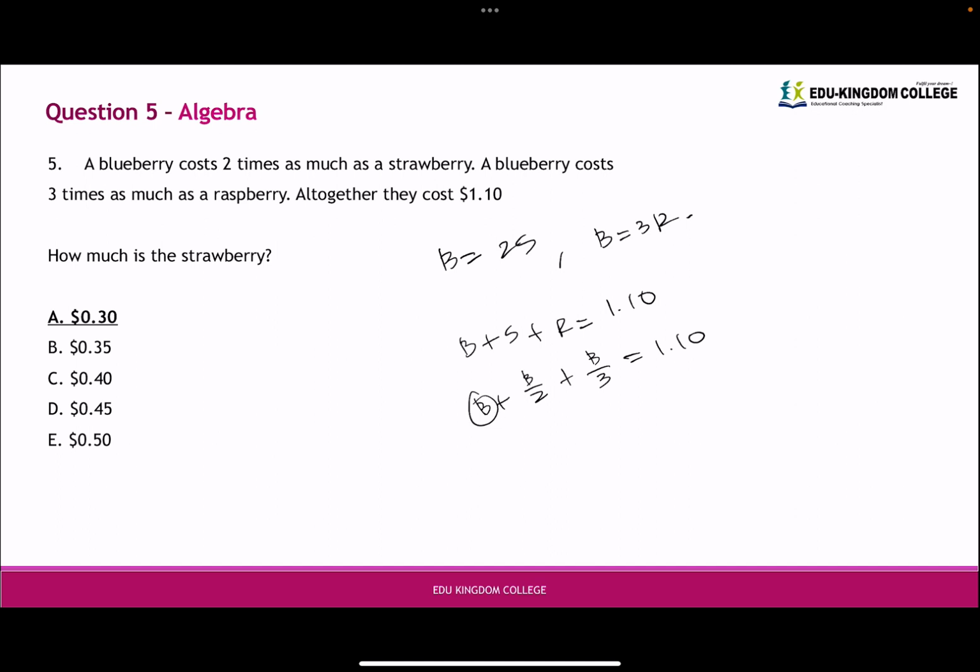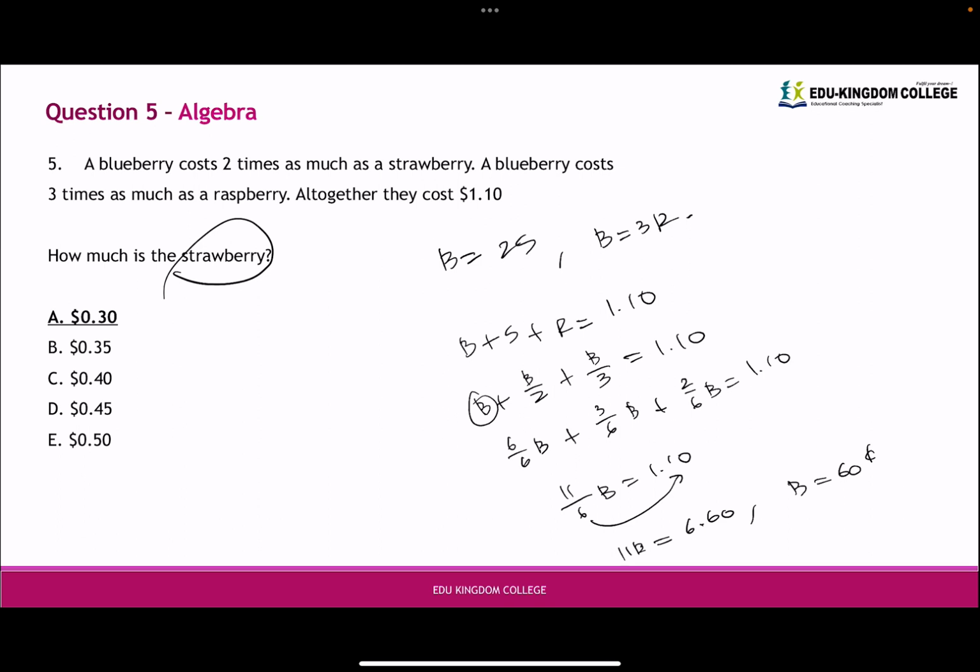So B is the same as 6 over 6b, because 6 over 6 is 1. B over 2 is the same as 3 over 6, so half is 3 over 6b, and then B over 3, or 1/3, is the same as 2 over 6b, equals $1.10. Now add those all together, you should get 11 over 6b equals 110. Move the 6 over, you should get 11b equals 660, and then divide that by 11, b equals 60 cents.